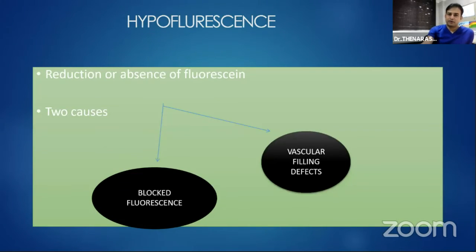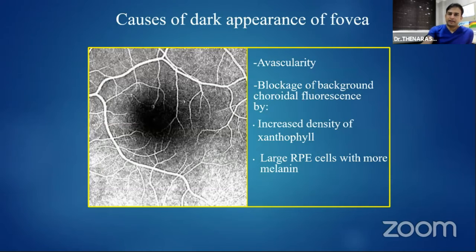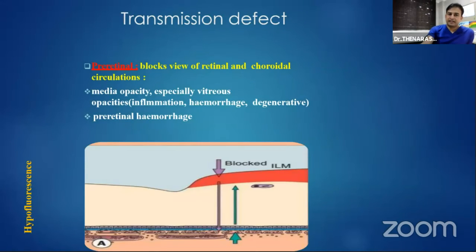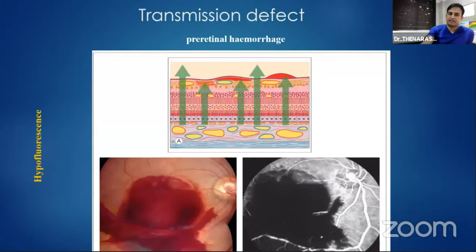Coming to hypofluorescence, it could be either blocked fluorescence or a vascular filling defect. Normally the fovea appears hypofluorescent because of the increased density of xanthophylls, which blocks the normal choroidal fluorescence. The blocking can occur at different layers of the retina. If it is pre-retinal, both the choroidal and retinal fluorescence could be blocked. For example, in this picture, you can see that choroidal and retinal fluorescence is blocked.